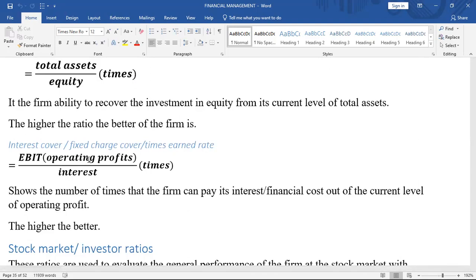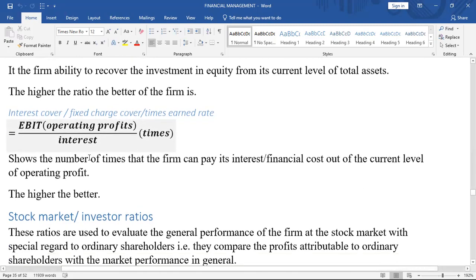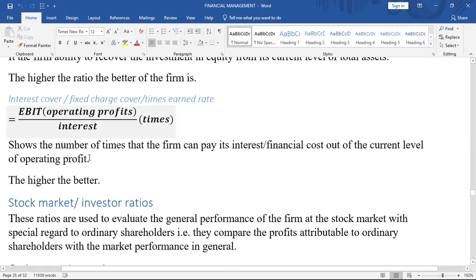Then we have the interest cover, where you take the operating profits and divide by interest, given in times. The interpretation: it shows the number of times that the firm can pay its interest, so financial cost, out of the current level of operating profits. So the higher, the better. Let me look for the last one. No, that was the last one.